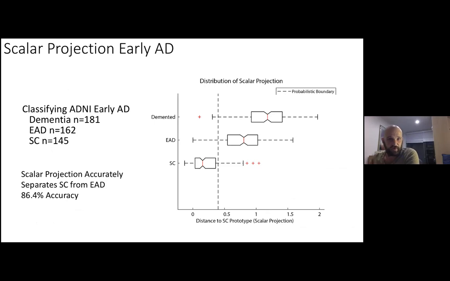So to start with, we wanted to see how well we could classify these groups just using a binary classifier. And to do that, we had to decide where a decision boundary would lie using this scalar projection. So we just fit a logistic regression to the scalar projection, which is the x-axis here. And we could find that there's a boundary that exists that can separate the two groups, the stable cognition and the early Alzheimer's disease, with pretty good accuracy.